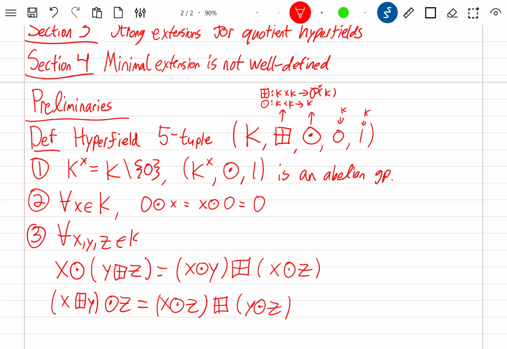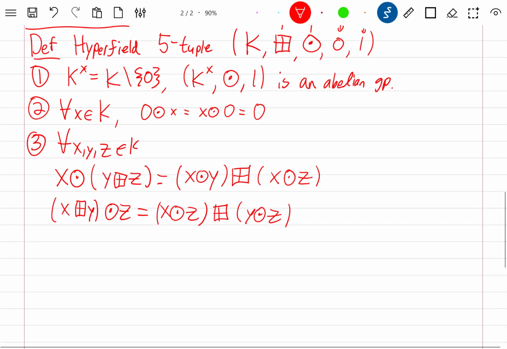And in some sense, you have to make sense of what the left-hand side means, because this is an element, and this will end up being a set. It's just the naive thing where you say an element times a set is just take every element of this set and multiply it on the left by this element x. So we have our distributive laws like normal.